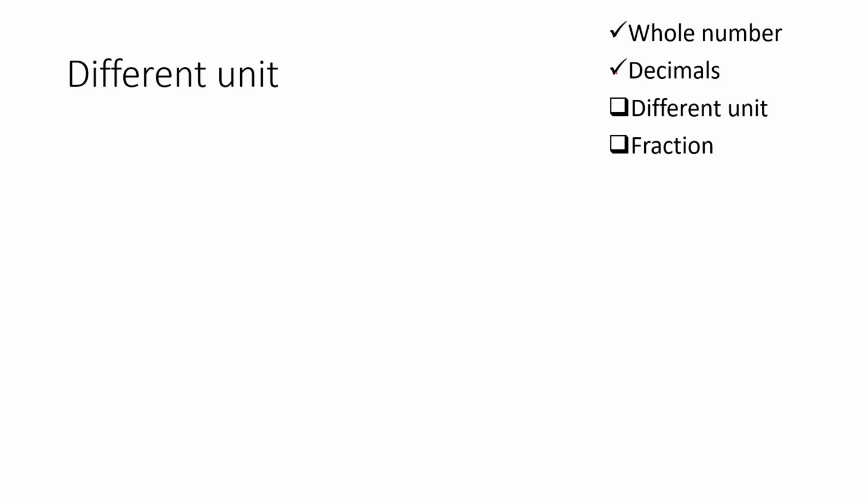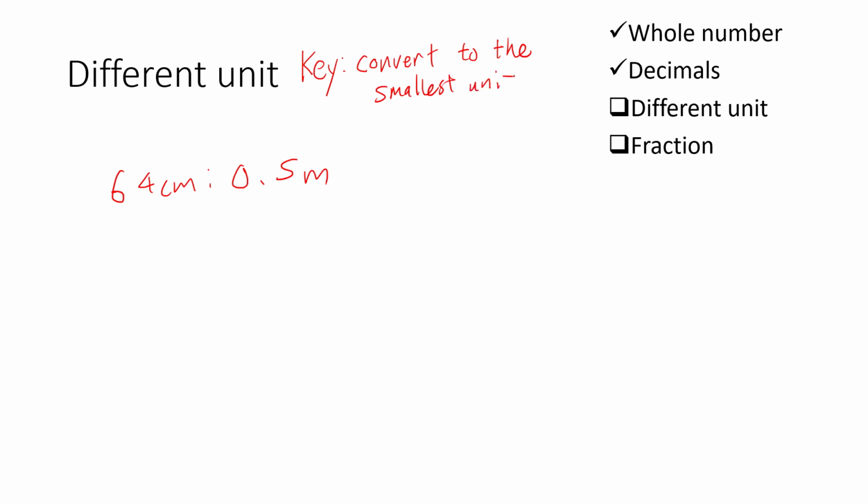Let's go to different units. So let's take, for example, I have 64 cm is to 0.5 meter. Now, the key is actually to convert to the smallest unit.